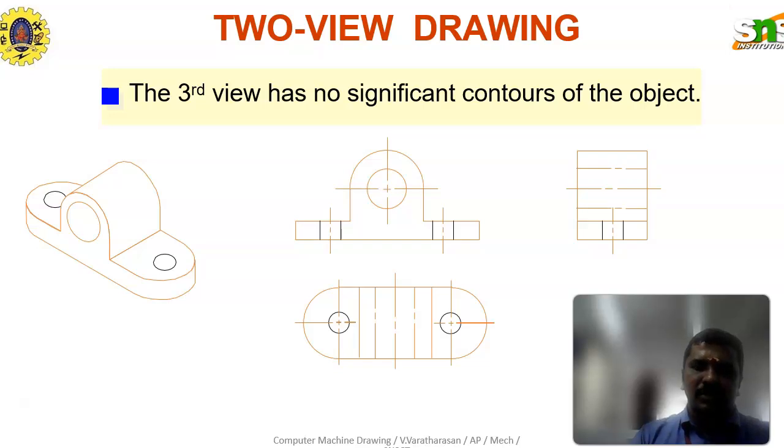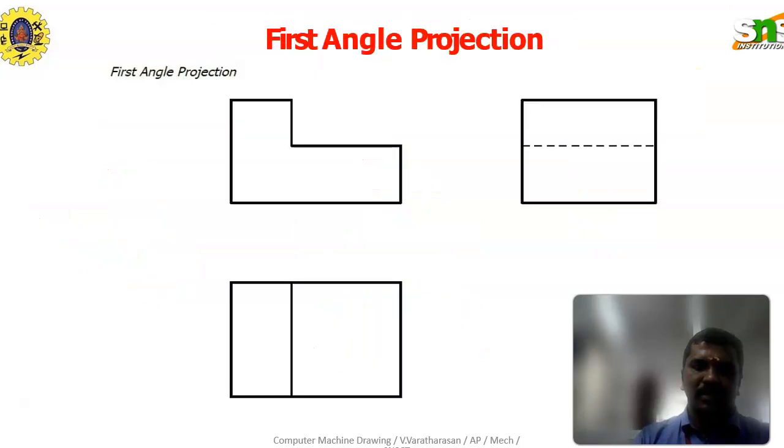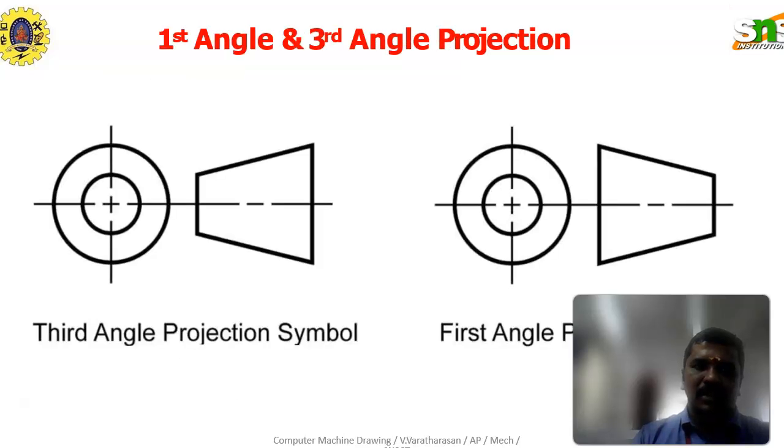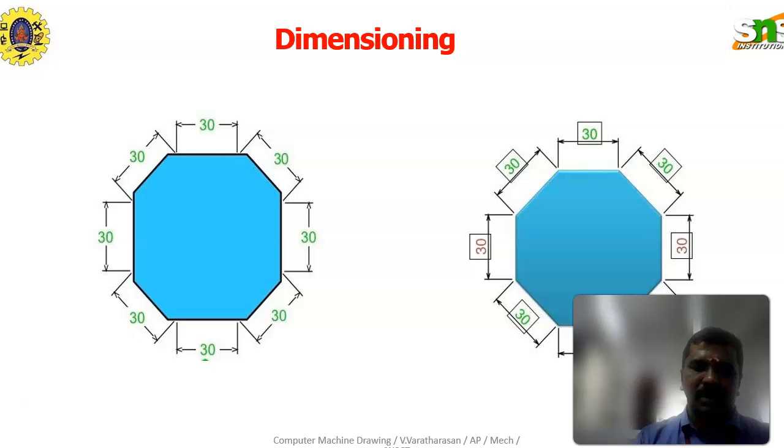So two view drawing also we are seeing, third angle of projection, and by example how the views will be represented. The first angle of projection and third angle of projection symbols, how they will be represented in the title block. So it is a very important slide.